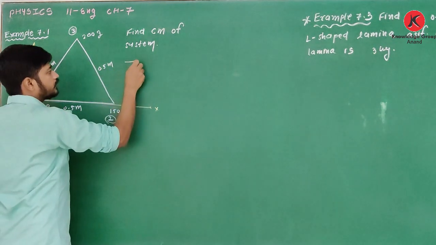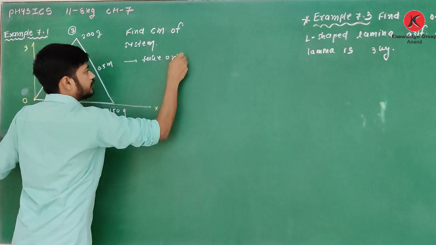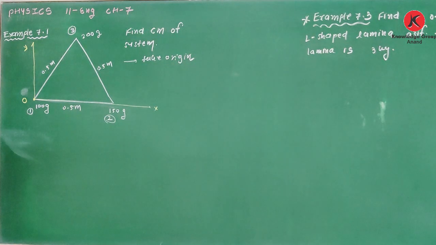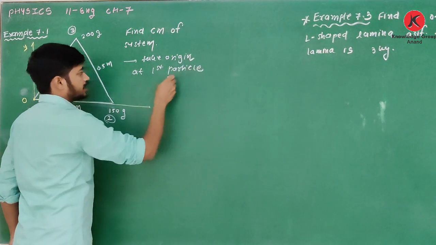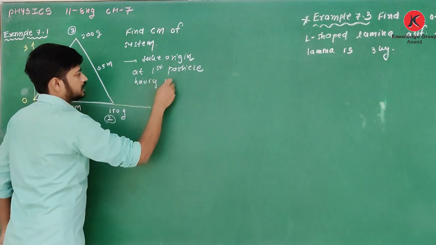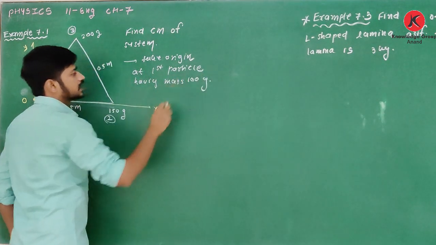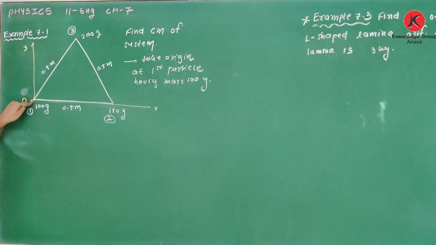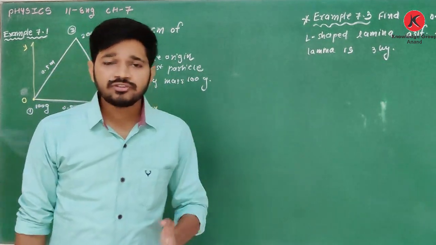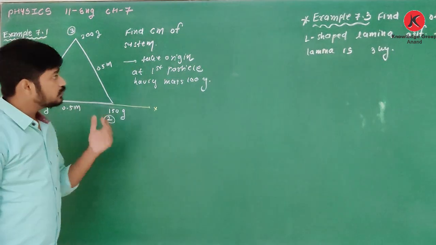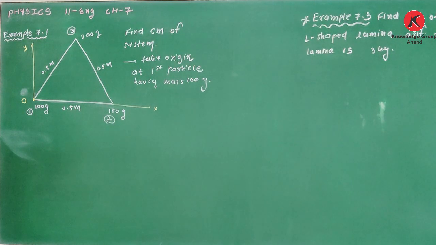First of all I have to write: take origin at first particle having mass 100 gram. Clear? So we have to find center of mass with respect to this point, this origin. As you are given three particles and they are in two dimensions, we have to use this equation. Our center of mass is equal to m1r1 plus m2r2 plus m3r3 upon m1 plus m2 plus m3. Yes, we have to use this equation.